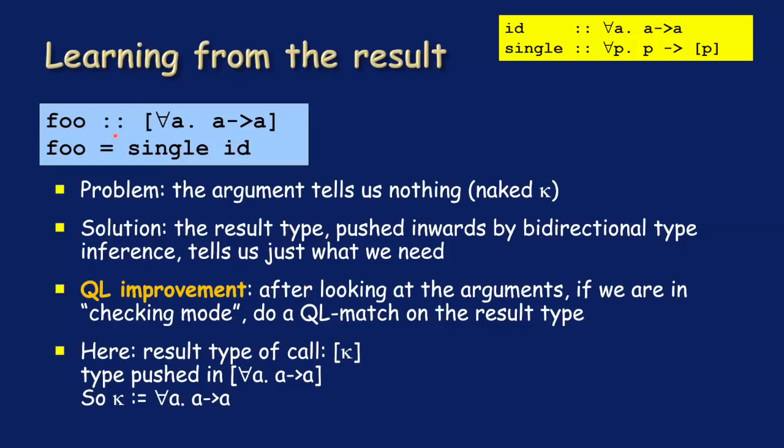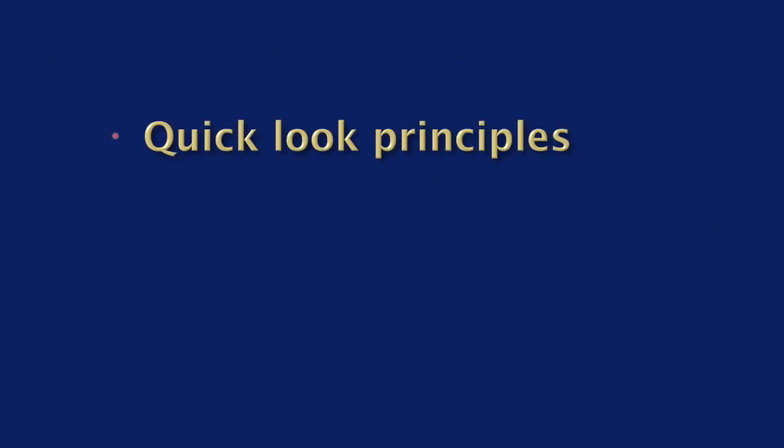Okay. So that's the end of what quick look is trying to do, to take a quick look at the argument and the result to try to glean information. I'm going to formalize that next, and then I hope some of this will become a little bit more crisp. But let me just quickly go through the principles. And while we're doing that, John can catch up with any questions.